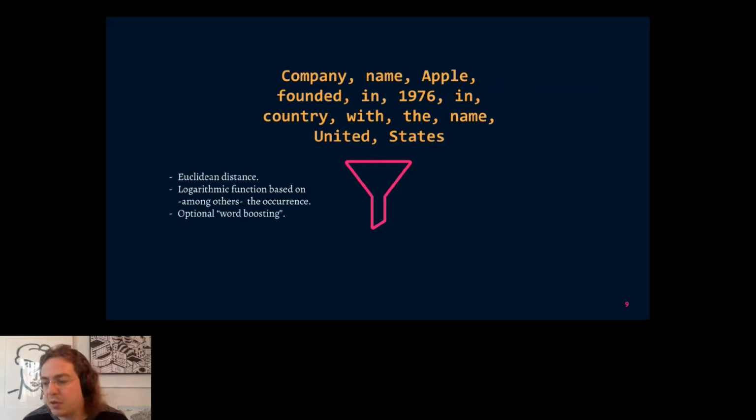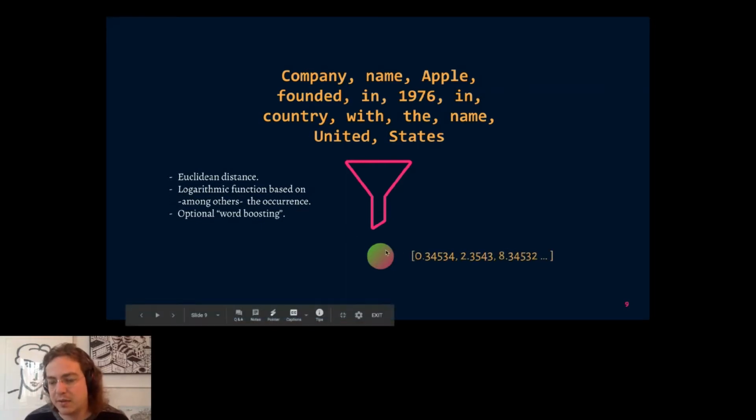And then we have something which is optional, that you can actually boost words if they're very important. But the important thing is that what it does with this is that it calculates a point in the center of all these words, as you can see here, and that has its own vector representation.